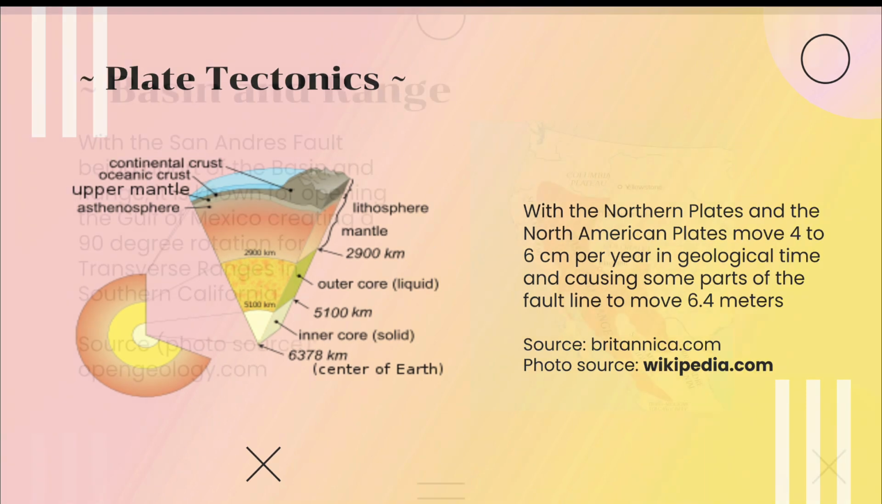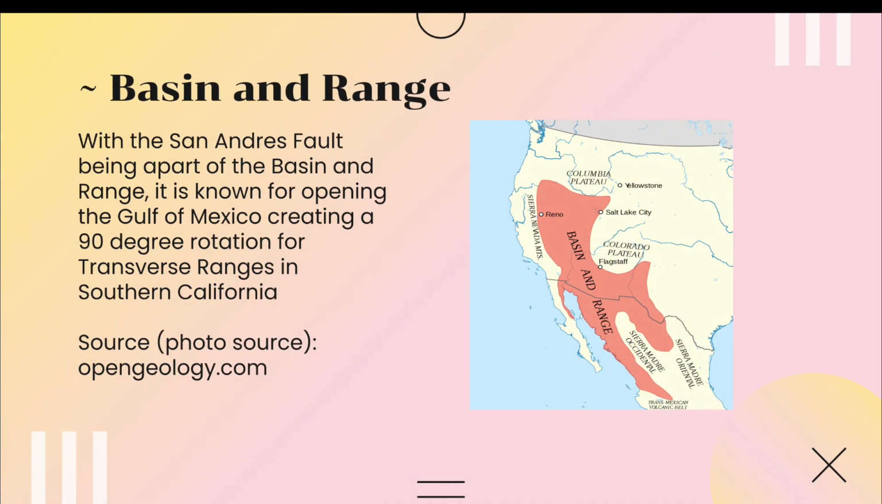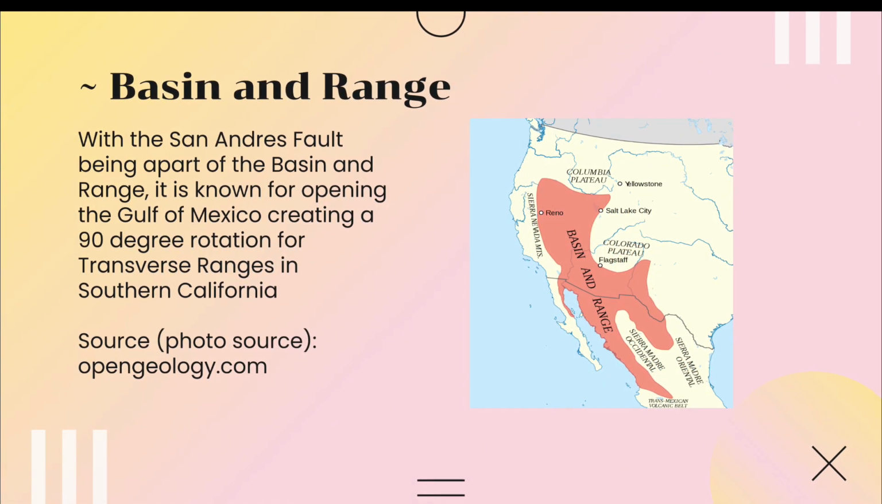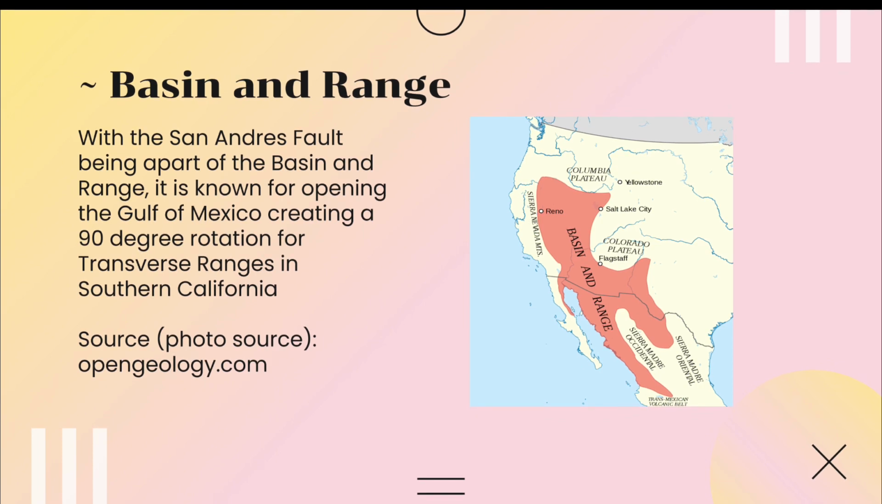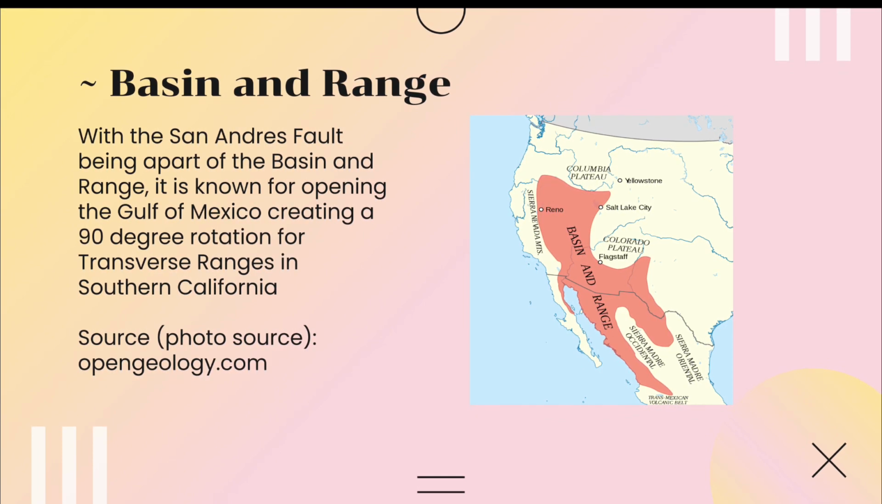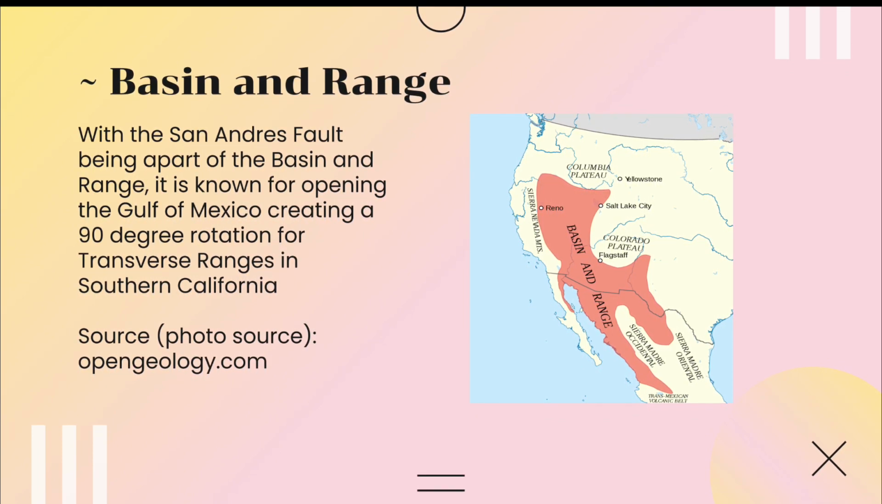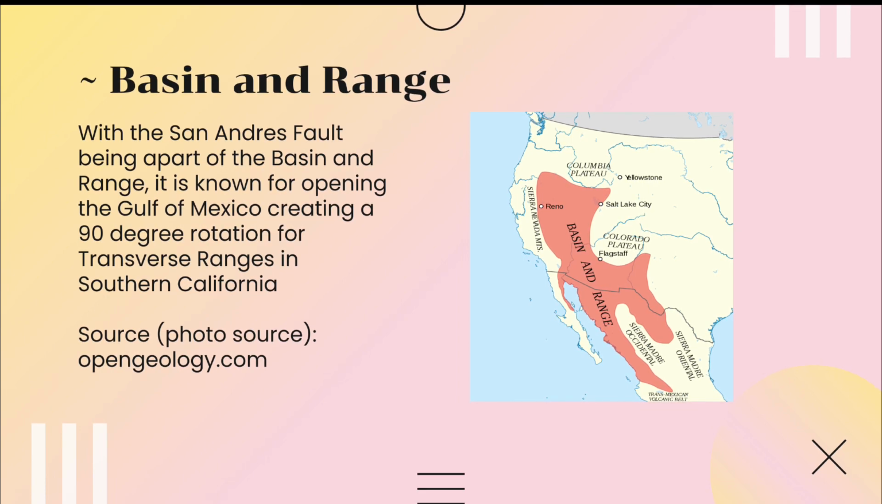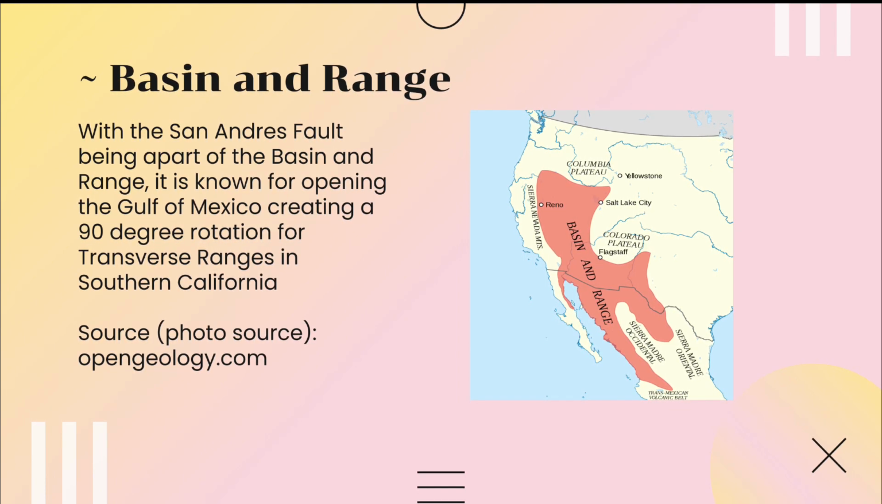in geological time. As for basin and range, it covers a large portion of the southwest United States and western Mexico. The fault line was able to open the Gulf of Mexico while creating a 90-degree rotation of the transverse ranges in Southern California.